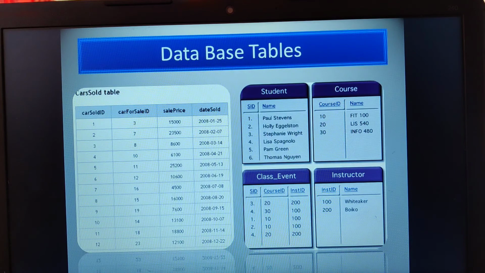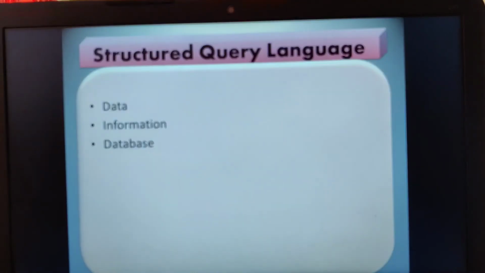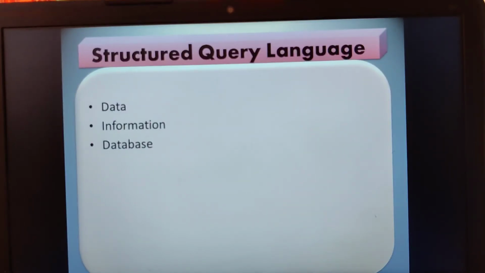Then where are these databases usually used, in which sectors, in which fields? Usually databases are used in the banking sector, in order to maintain the customer information, their accounts, their loans, and whatever banking transactions they make, whether credit or debit. All that huge amount of data has to be stored in a systematic manner.